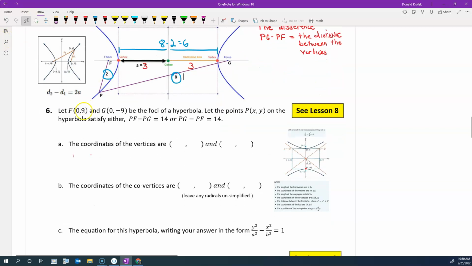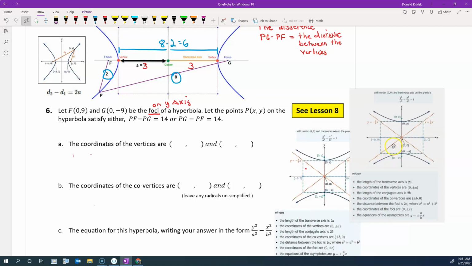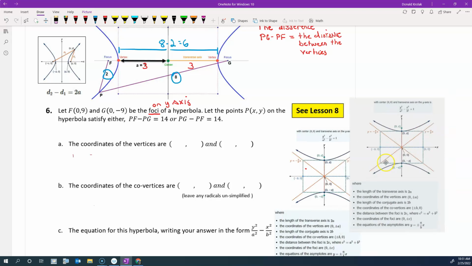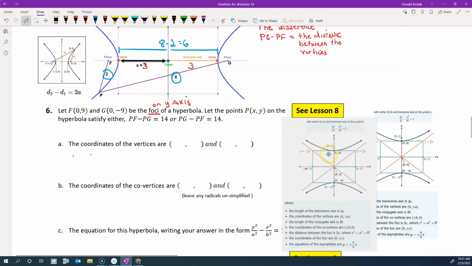Okay, number 6. You're told that you have a hyperbola, and the two focal points are on the y-axis. What I did over here is I cut and pasted the properties from lesson 8 for when the focal points are on the y-axis. I know it's a little small, but that's what you're going to be using to solve this question.